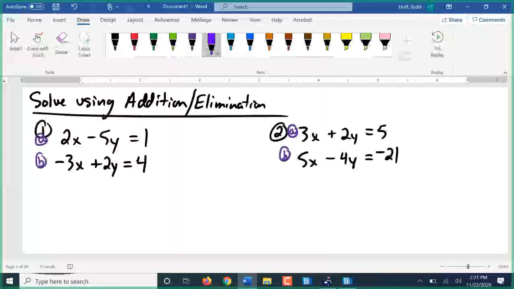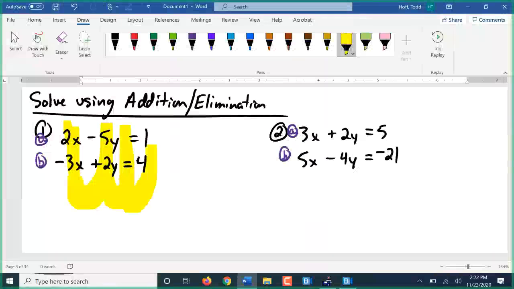Both of them are set up in the correct order. Oh, sorry, go ahead. I'll wait for you. Must just be feedback in the system. Sorry. Okay, so they're both set up in that correct order: x's, y's, equal signs, and constants. So we don't have to rearrange anything in either of these.